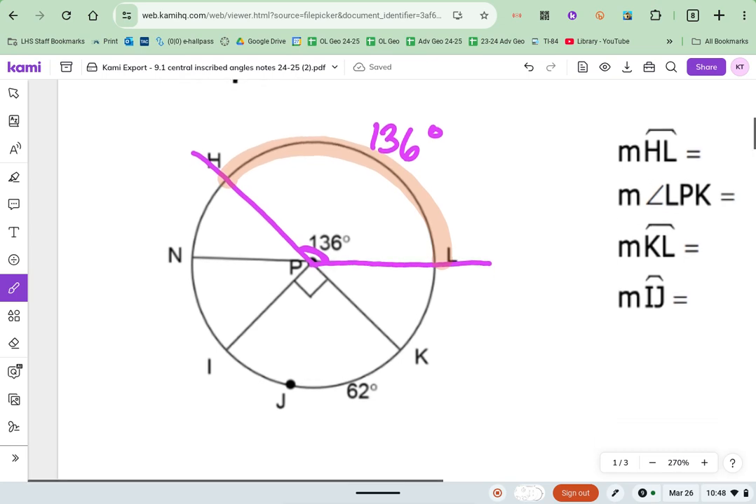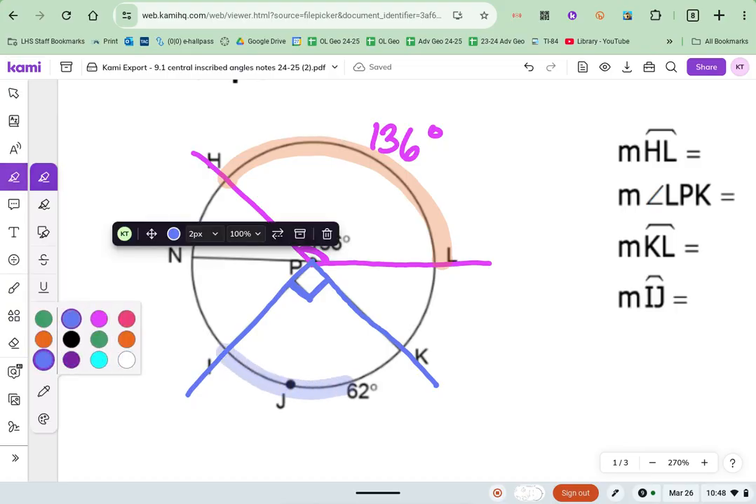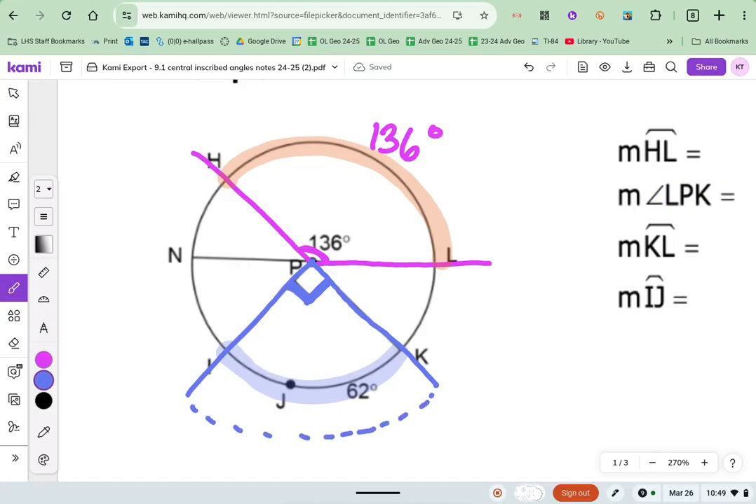And the other thing that I see as given is this little piece right here, which is 90 degrees. So we're looking at this angle right here, the IPK angle. I'm expanding its angle arm so I can see what's in between. The arc from I all the way to K is what's in between that angle. So if this angle is 90 degrees, then all the way from I to K, that arc is 90 degrees too.